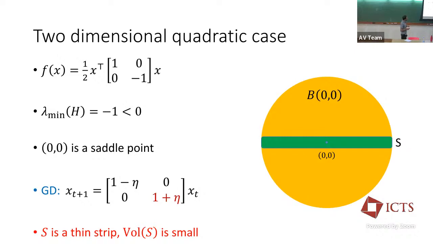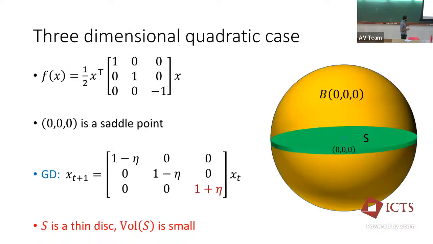Similarly, when we go to the three-dimensional quadratic case, where the Hessian is [1 0 0; 0 1 0; 0 0 -1], we again have one eigenvalue which is negative, and the origin is again a saddle point. And again, when we do the gradient descent update, it is a linear operation with the third coordinate, 1 plus theta, blowing up. So in this case also, S turns out to be a thin disk, because for this not to increase the third coordinate, the initial value of x0 has to be very, very small. So S is here a thin disk, and consequently the volume of S is again very small.